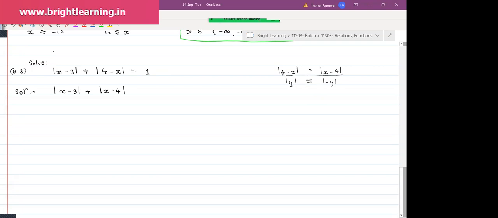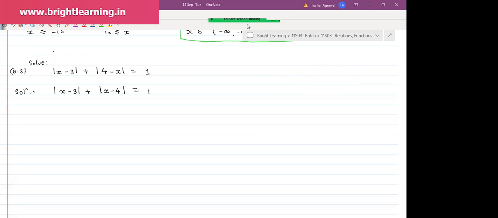This case is easy to observe. Whether you write modulus of y or modulus of minus y, they are one and the same thing. Modulus of 5 and modulus of minus 5 are one and the same thing. So without any botheration, I will interchange 4 minus x to x minus 4, its modulus. Now this is equal to 1.